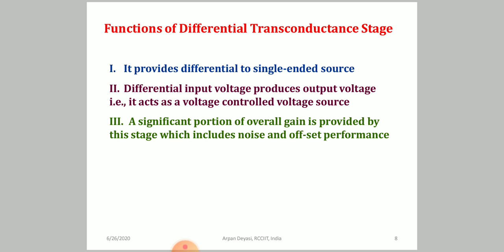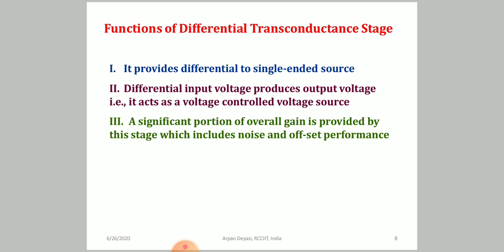You know that there is a single output in the op-amp and two inputs, so naturally it will be a differential to single-ended conversion. The differential input voltage produces the output, so it should be a voltage controlled voltage source. I have already mentioned it, and a part of the overall gain is already provided by this stage, but it consists of noise and offset, and the offset nullification concept I will discuss in my lecture 3, by KCL analysis. So for now hold the offset point; though it provides gain, it comes with some losses, and that includes the noise parameters also.